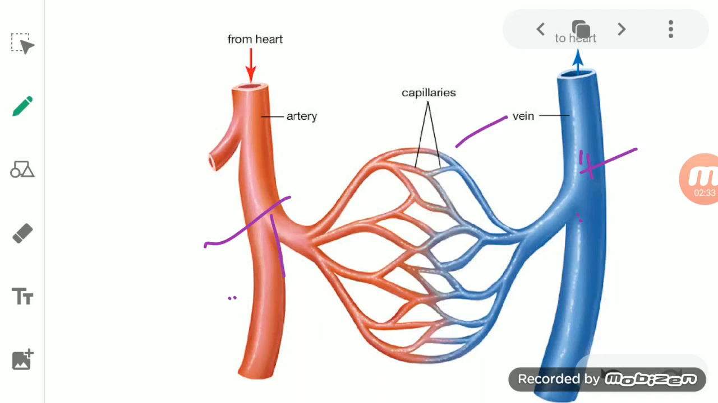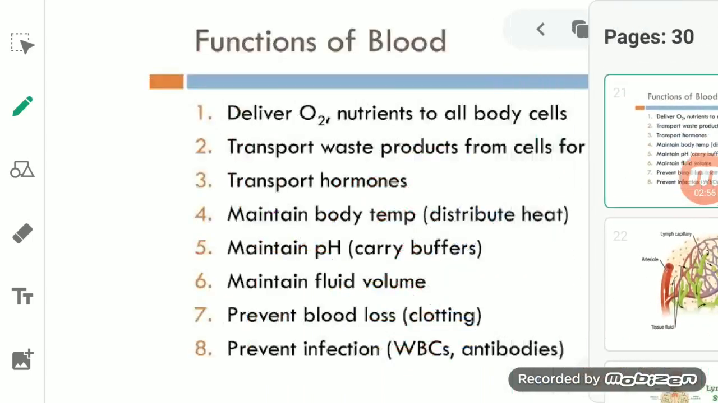The extensive branching network of the blood vessels enables blood to reach every part of the body. So the arteries, veins and capillaries help in circulating the blood to each and every part of the body. Now we will try to understand the different functions of the blood.